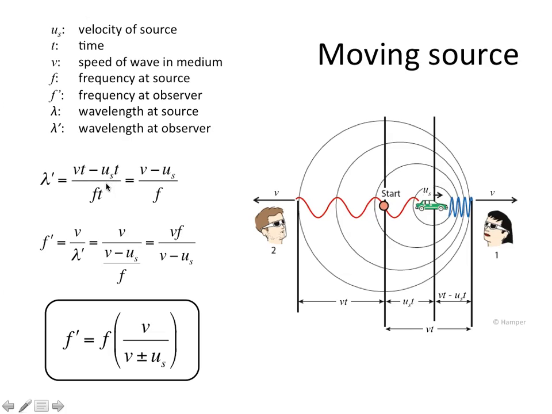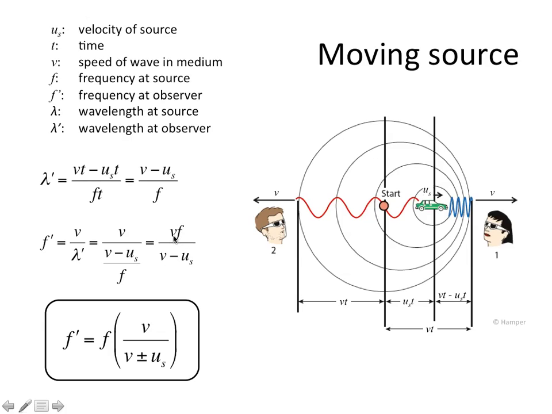So that's the change in distance divided by the total distance, divided by frequency times time, the number of wavelengths. If we cancel out the t's, we get v minus us divided by f. Now, frequency equals velocity divided by wavelength, so we substitute our new equation for wavelength in here, and we get v divided by (v minus us over f). Swap that round, so the frequency from the observer equals vf over v minus us.